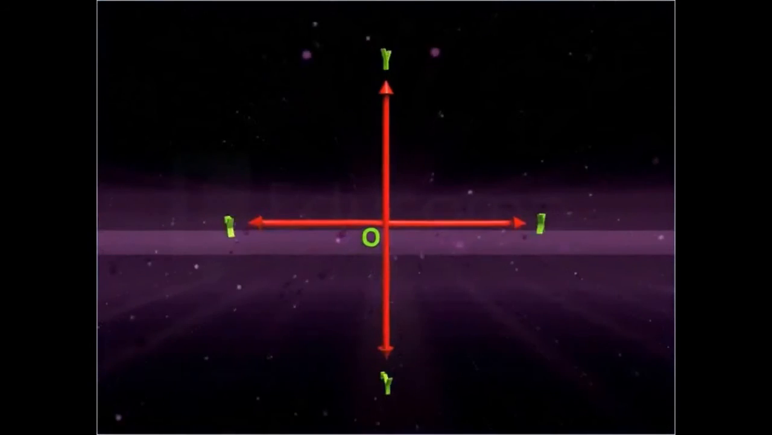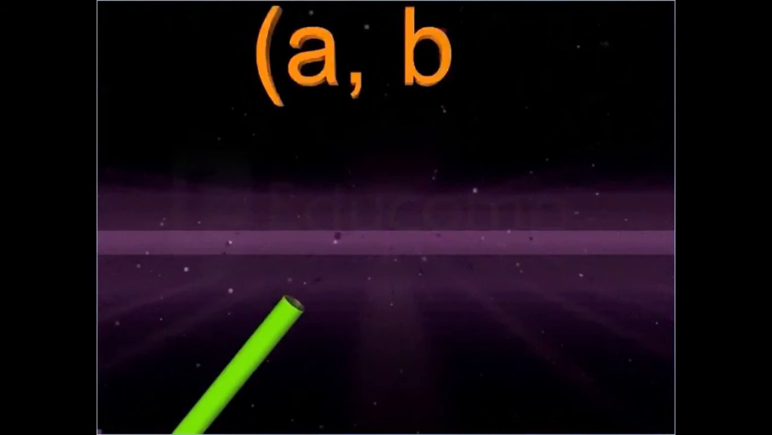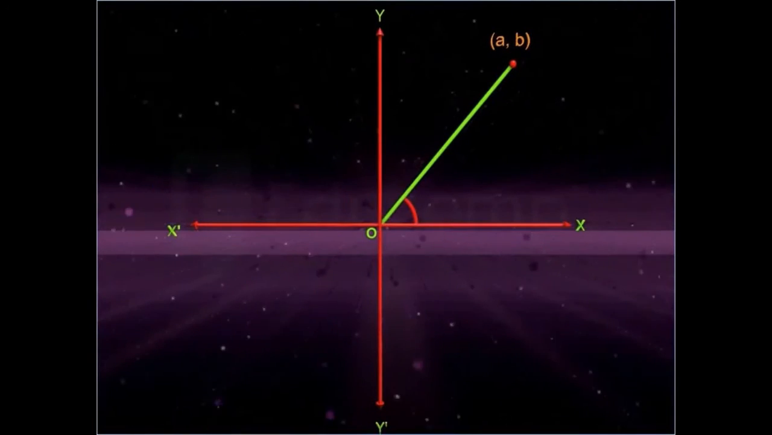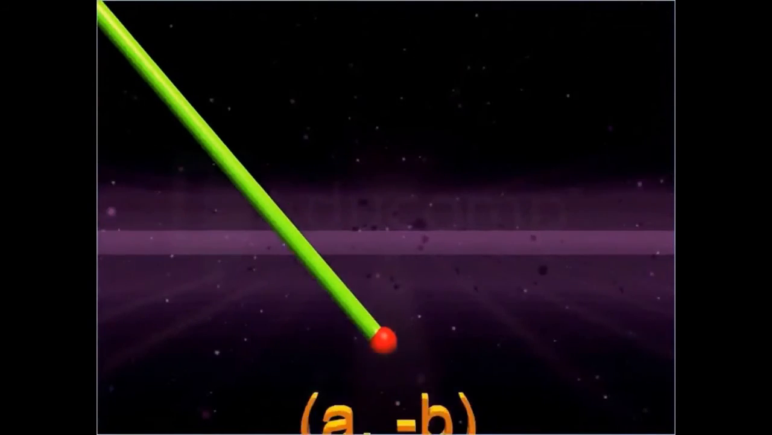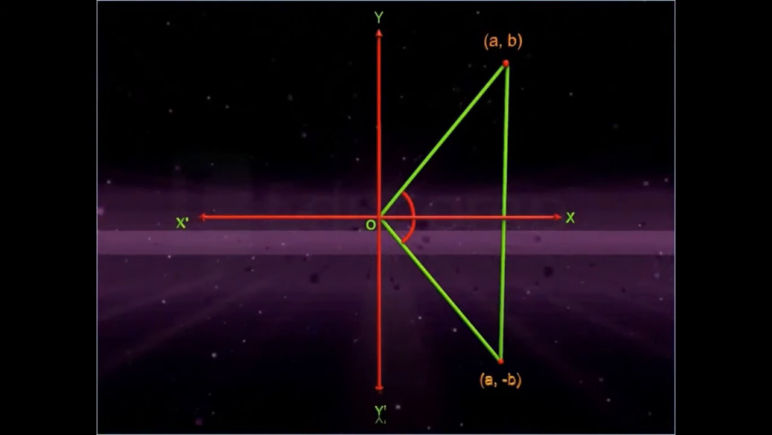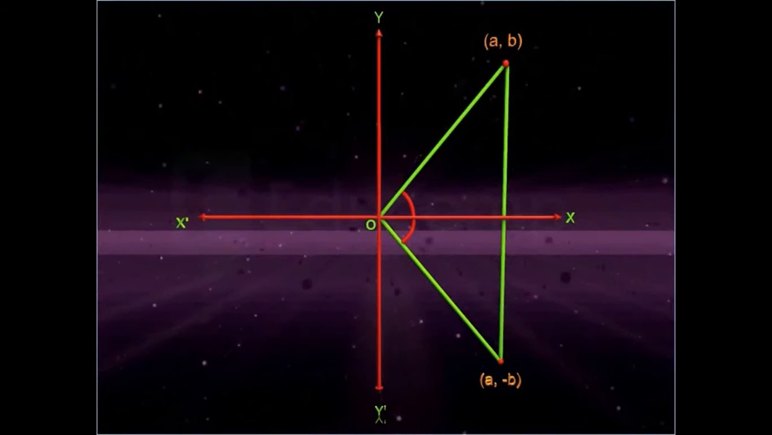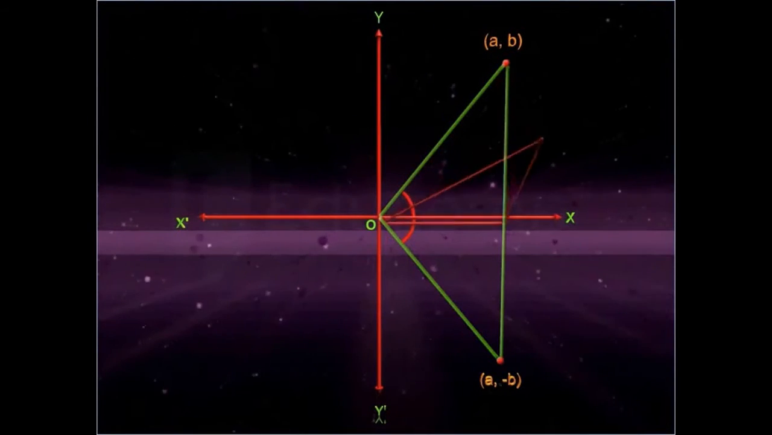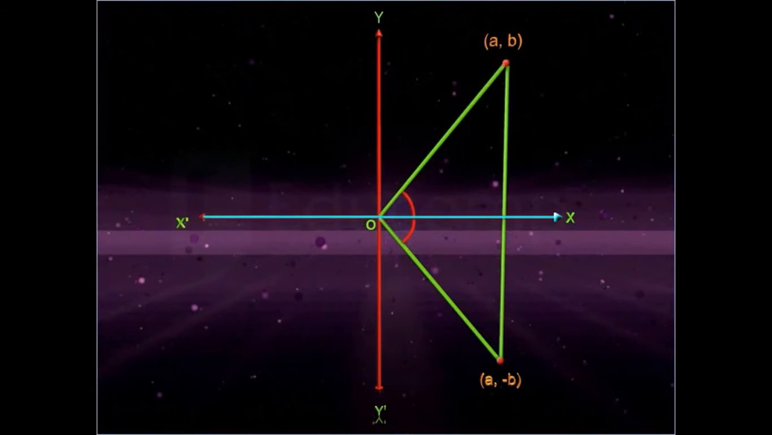To represent the conjugate of a complex number, consider a complex number a plus iota b in the Argand plane. Its conjugate, a minus iota b, is represented by the coordinates (a, minus b) in the Argand plane. Notice that the conjugate of a complex number is the image of the complex number itself on the real axis.